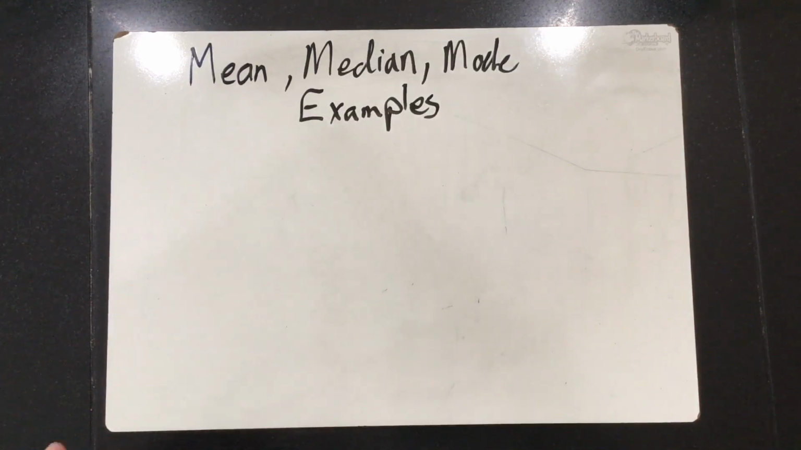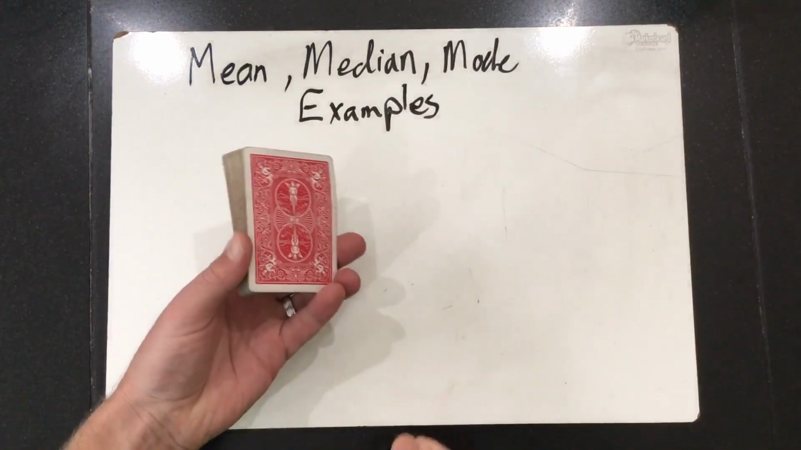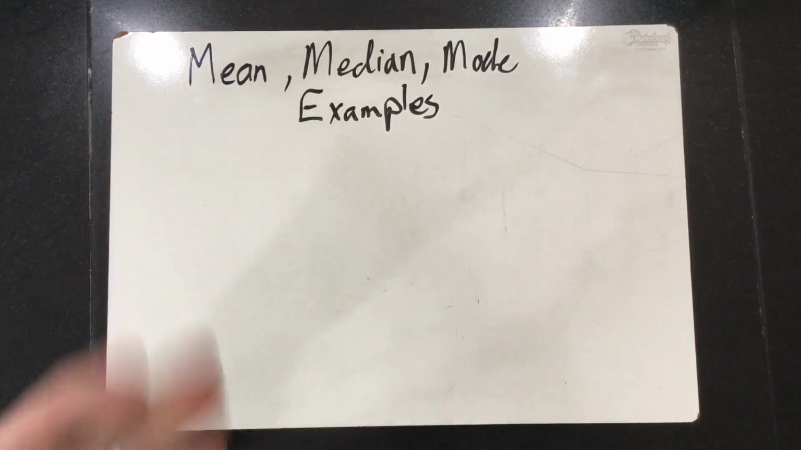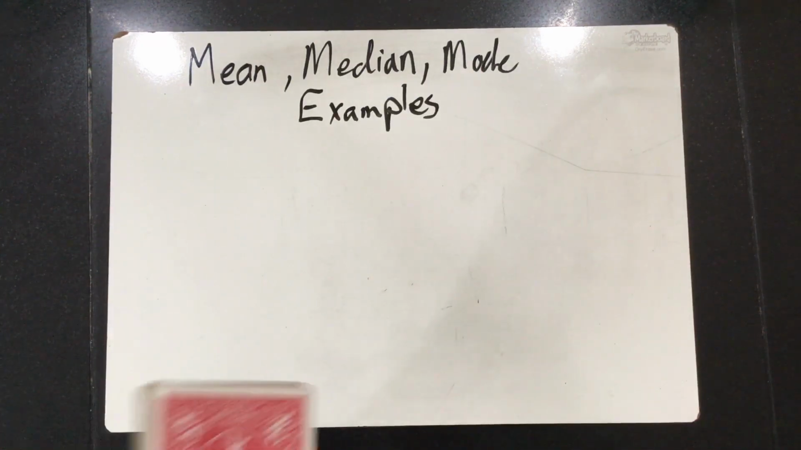Hello and welcome to this video in which we will do some examples of finding the mean, median, and mode. To do these examples, we're going to use regular playing cards, and we're just going to flip those over and look at the mean, median, mode of the numbers that we end up getting.